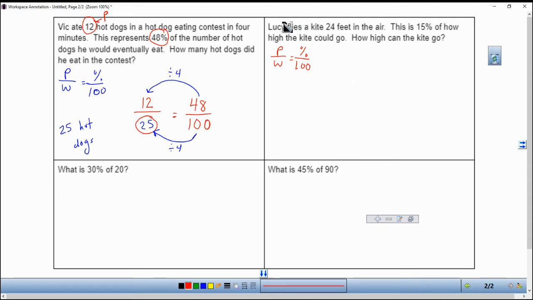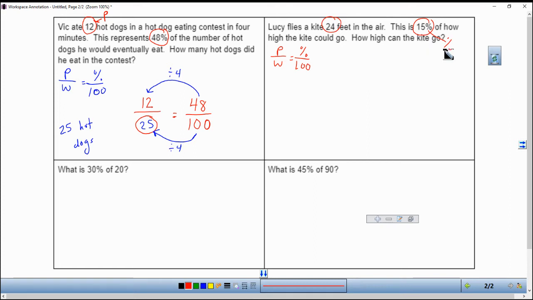And then it says Lucy flies a kite 24 feet in the air. This is 15% of how high the kite could go. How high can the kite go? All right, well, we have the percent. We know that for sure. 15% is the percent. Is 24 the part or the whole?